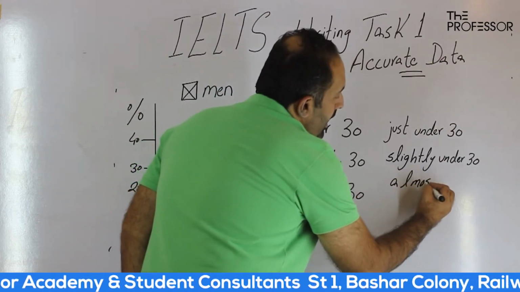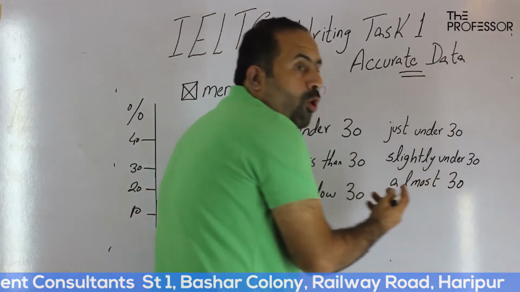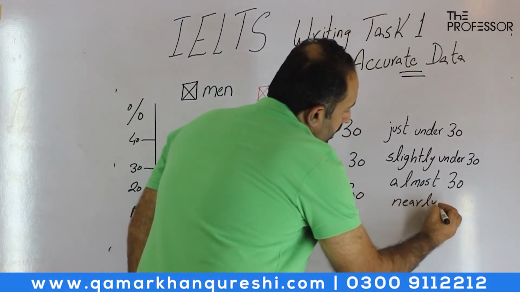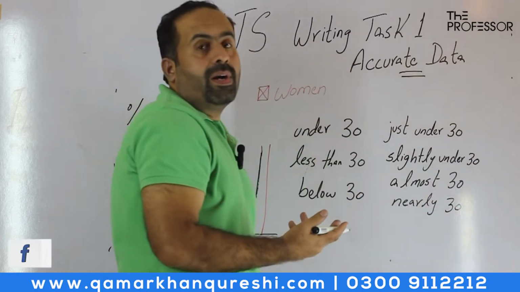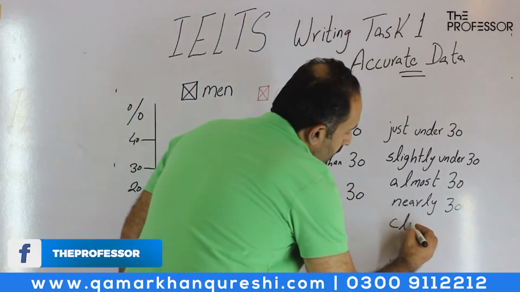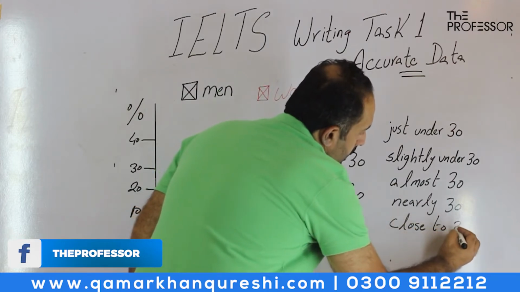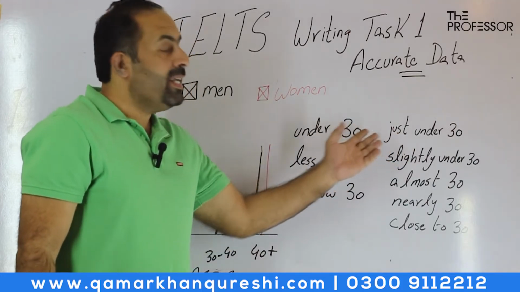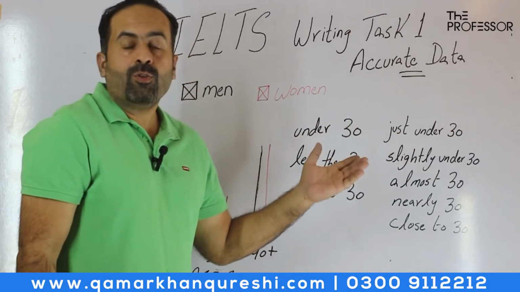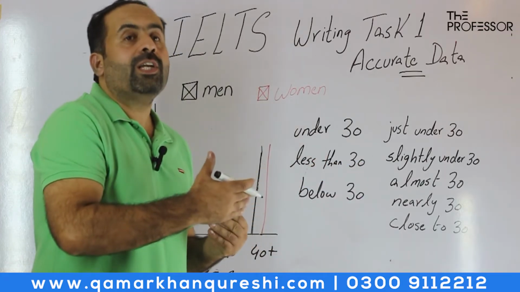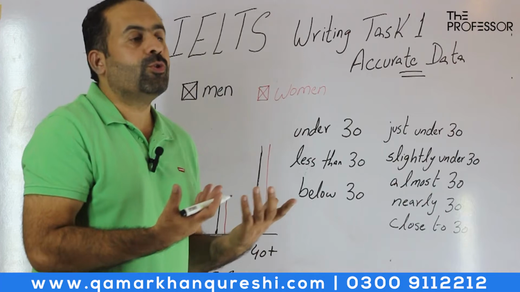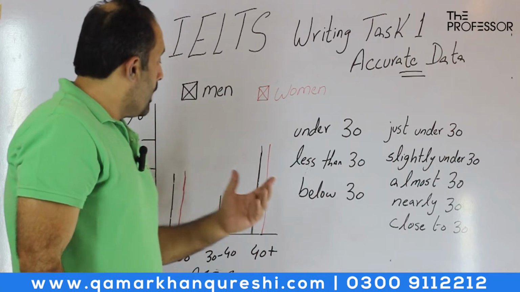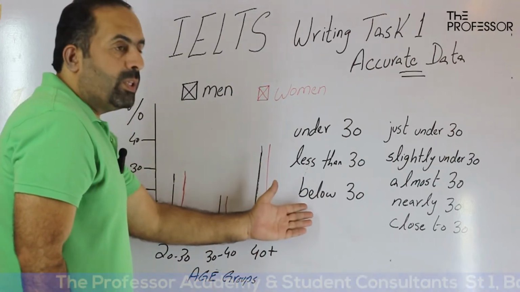Again, you can say almost 30, nearly 30, close to 30. So see, there are so many other words that you can use to describe what is under 30. You need not specify the number because, again, you are not sure of that. All right. So this is if something is below 30.